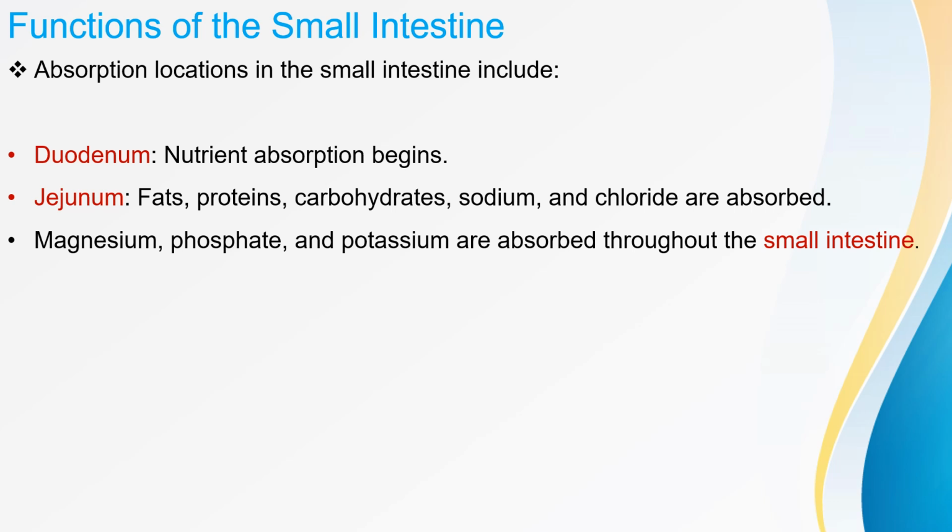Functions of the small intestine. Absorption locations in the small intestine include the duodenum, where nutrient absorption begins, and the jejunum, where fat, proteins, carbohydrates, sodium, and chloride are absorbed. Magnesium, phosphate, and potassium are absorbed throughout the small intestine.